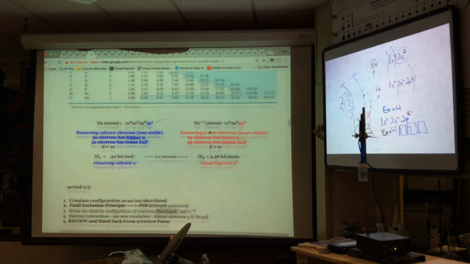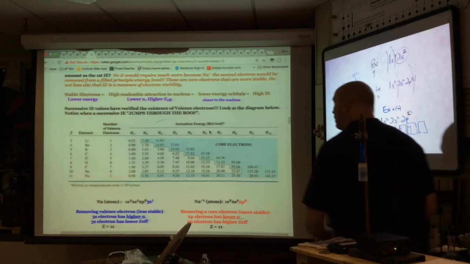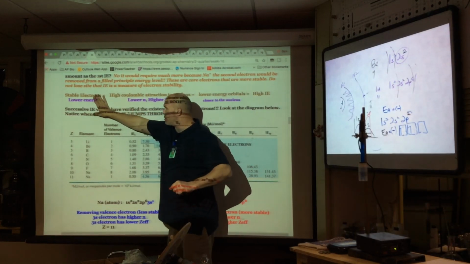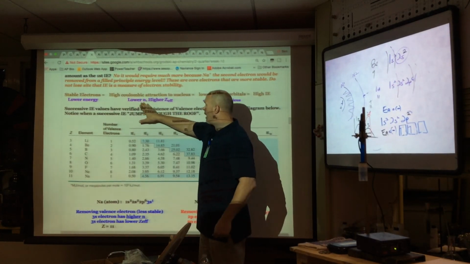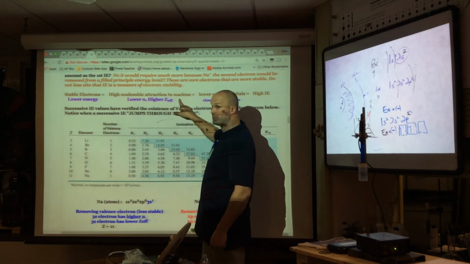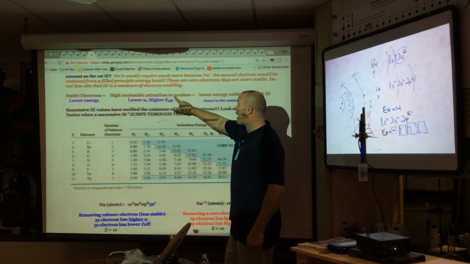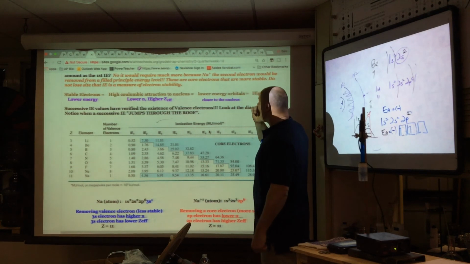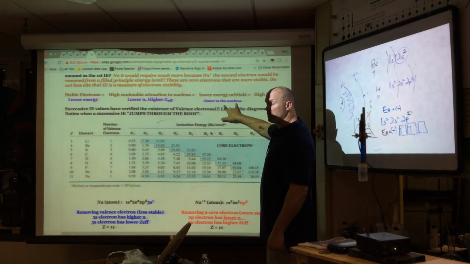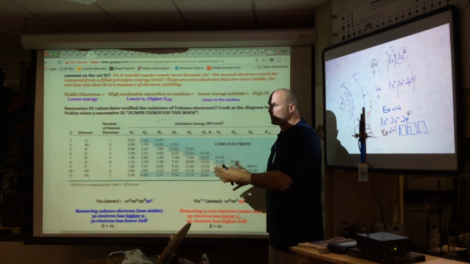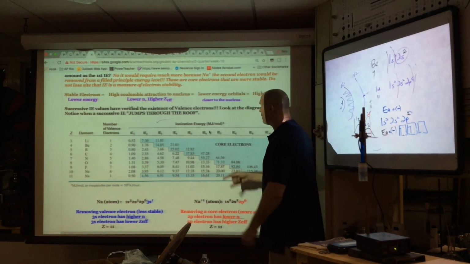And something I have to keep telling you guys: stable electrons have lower energy because they have lower N, high Zeff, possibly higher Z. They have a high coulombic attraction, and they have lower energy orbitals. A rock sitting on your ground doesn't have a lot of energy. It's going to stay there until you add energy to it.